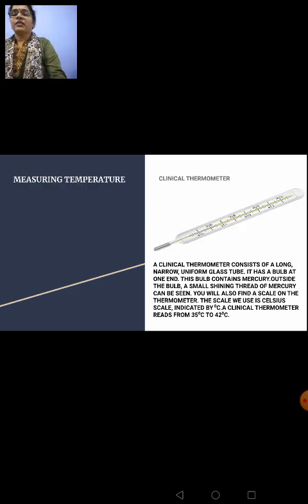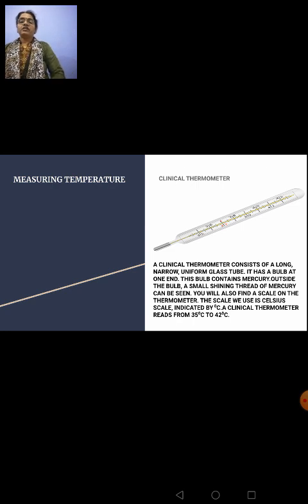Okay, so there are different kinds of thermometer, but we'll be learning about the clinical and laboratory thermometer here. Clinical thermometers, see, I've given an image here. This you must have seen whenever you visit a doctor's clinic. This end portion, which has got a silver-colored metal thing, is what is called the bulb of the thermometer, and it is made of a long, narrow, uniform glass tube, and inside that it has a capillary tube which is filled with mercury.